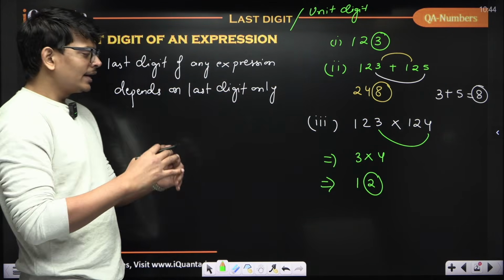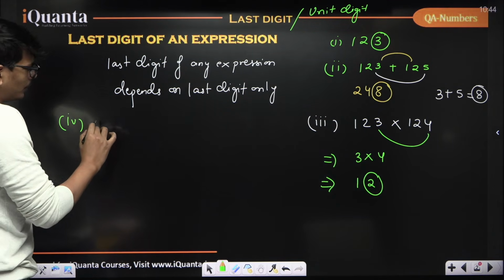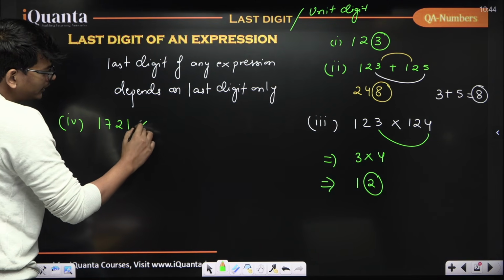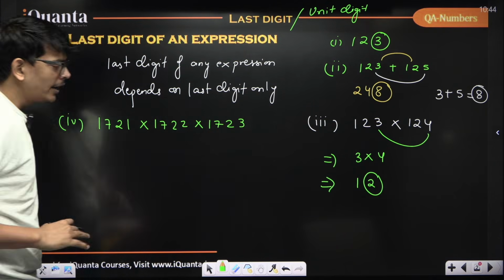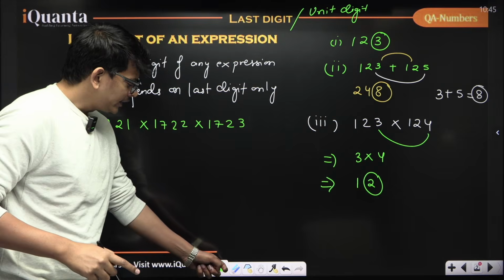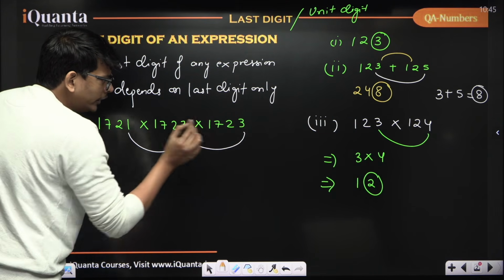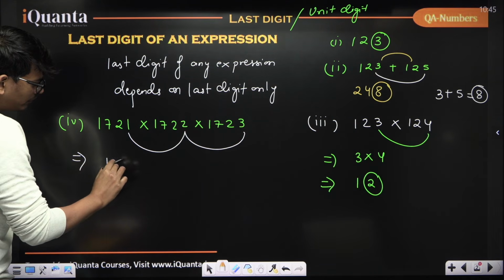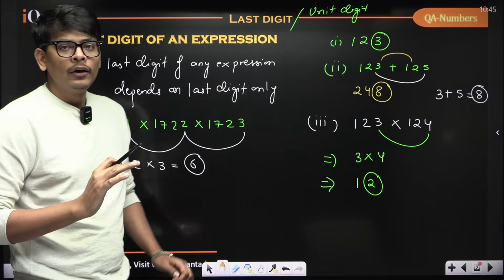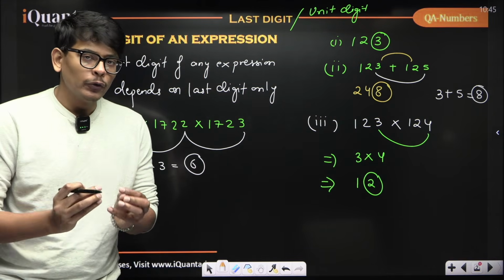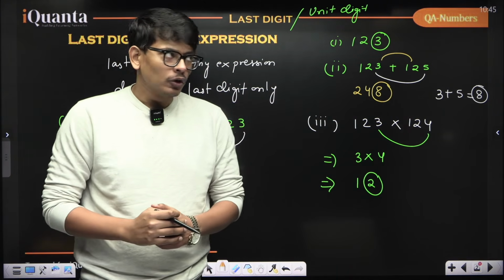Right? Let's extend this concept for a difficult problem. Suppose the question is this. I need to find the unit digit of this expression. So again, I will be looking at the unit digit only. So my answer will be 1 into 2 into 3, 6. So that was the basic concept of unit digit. Now I'm going to apply this basic concept in difficult problems also.